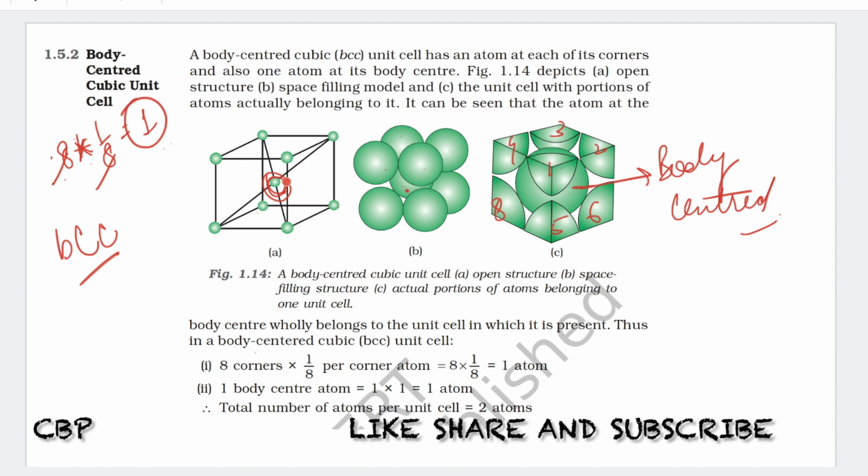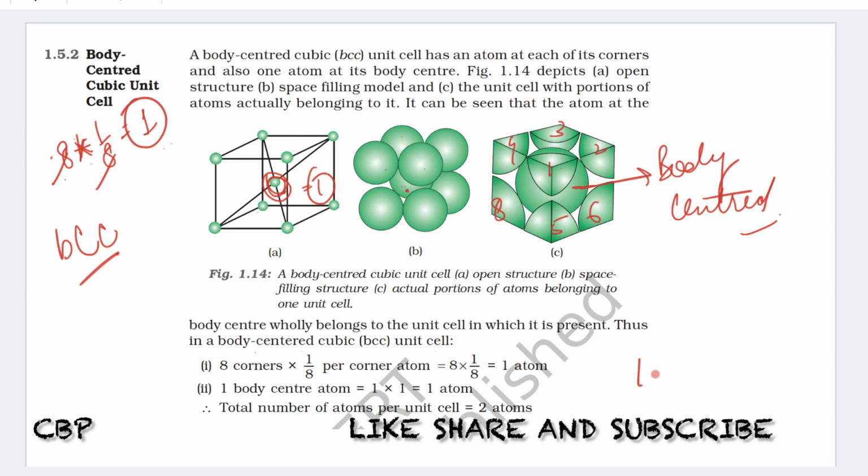Means a body having its own atom, so that's why one atom does not share its own atom with any other cell, because it is present in the center of its body. That's why it is not shared by anyone. Then its contribution is only one atom, because one atom is there and the corner atoms contribute one.